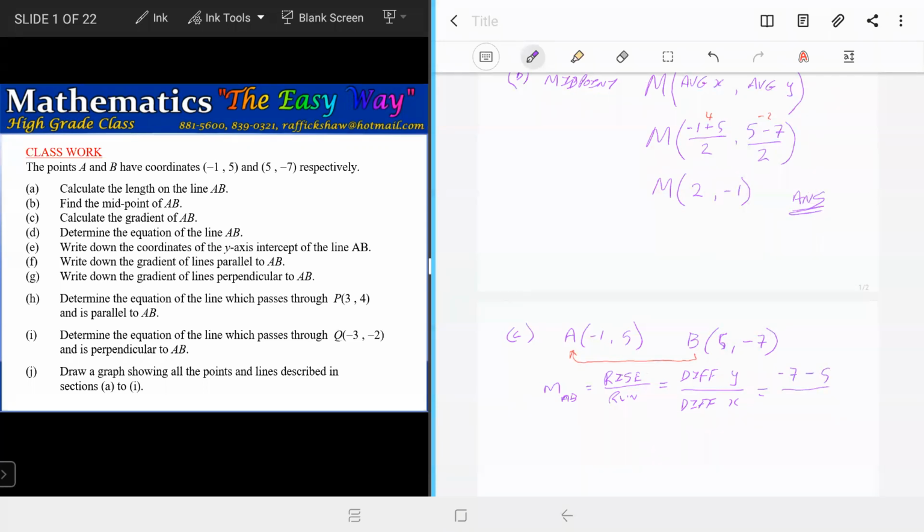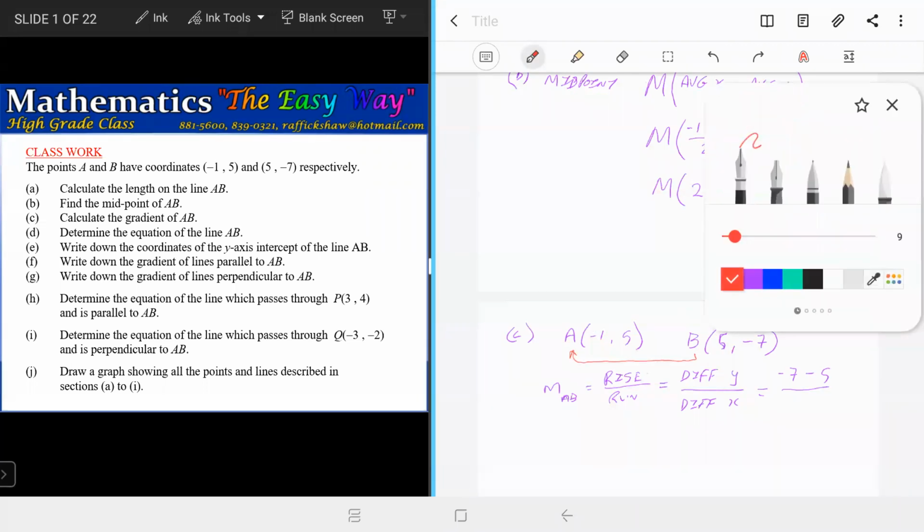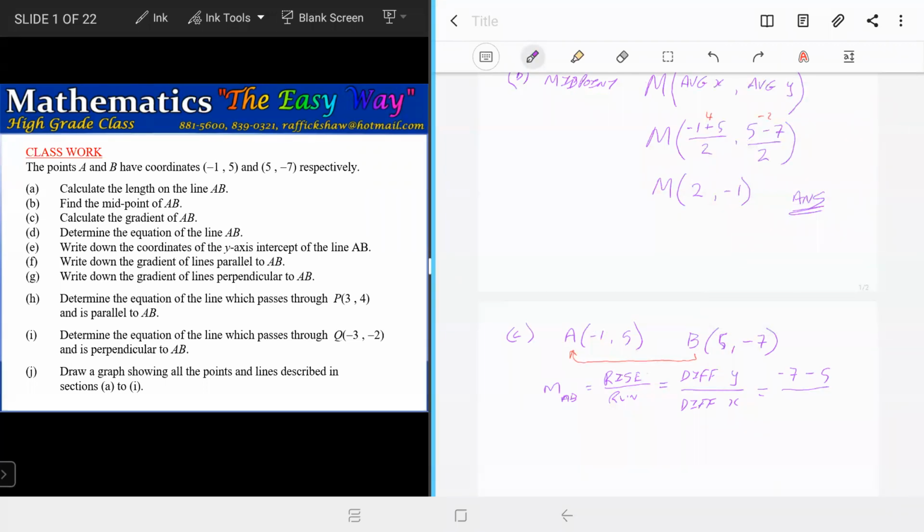Then because I'm doing B point minus A point, I have to go back now for the difference in x, and I have to use this x value minus this x value. I have to go that same direction. When you're doing gradient, you have to go the same direction. I'll explain all of that in the last class, so we don't have to go over that fully again. So that becomes 5 minus, note that this x value really is a negative 1, so it becomes 5 minus negative 1.